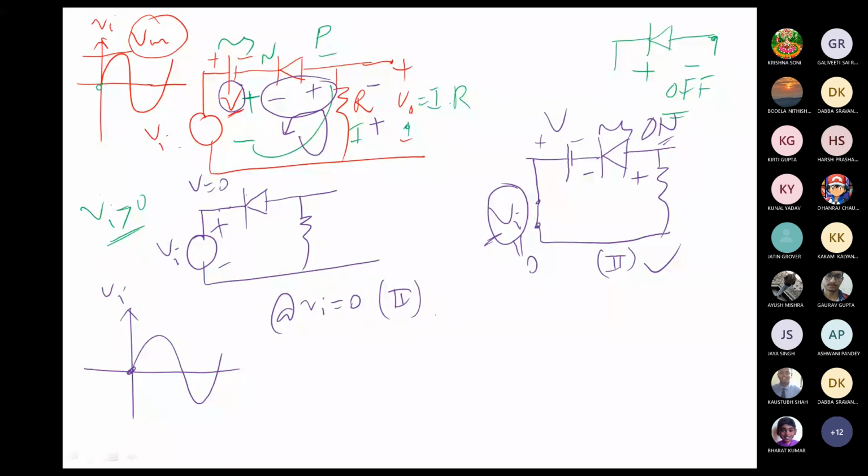Also, we can say it the other way: one can also try to find out the range of voltages for which the diode is off, so that output is not present there.